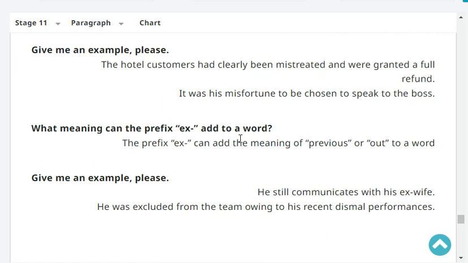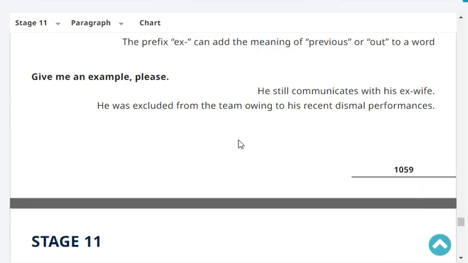What meaning can the prefix ex add to a word? The prefix ex can add the meaning of previous or of out to a word. Give me some examples, please.